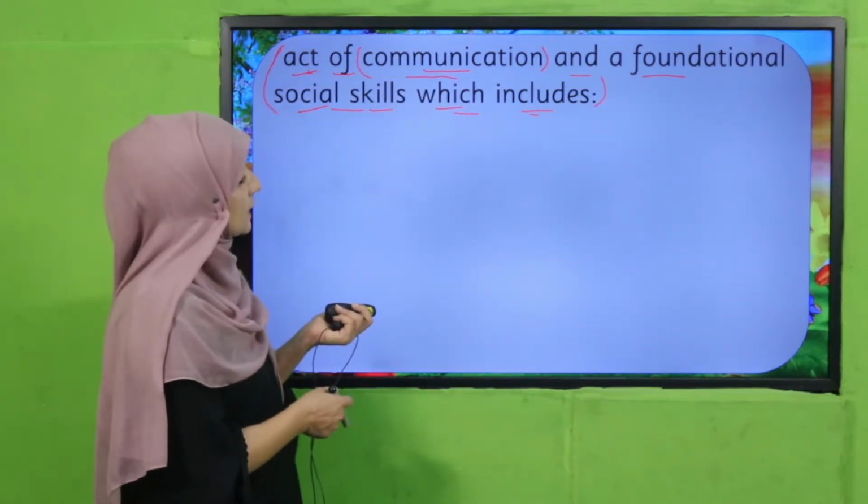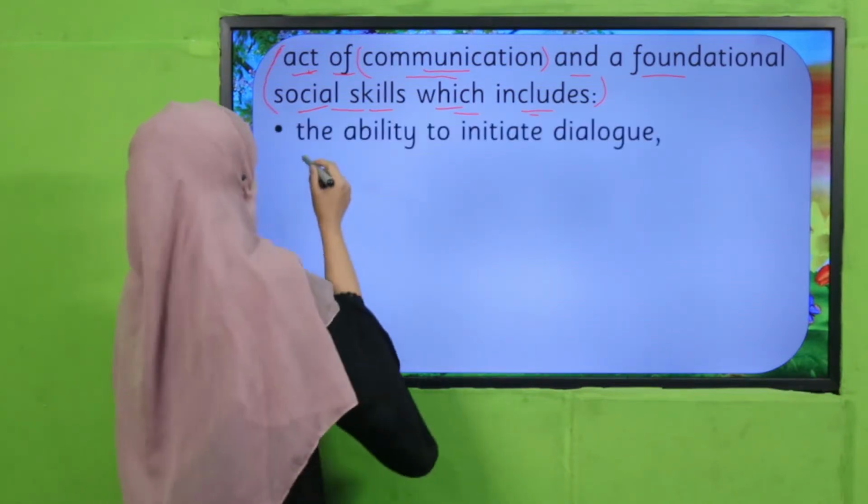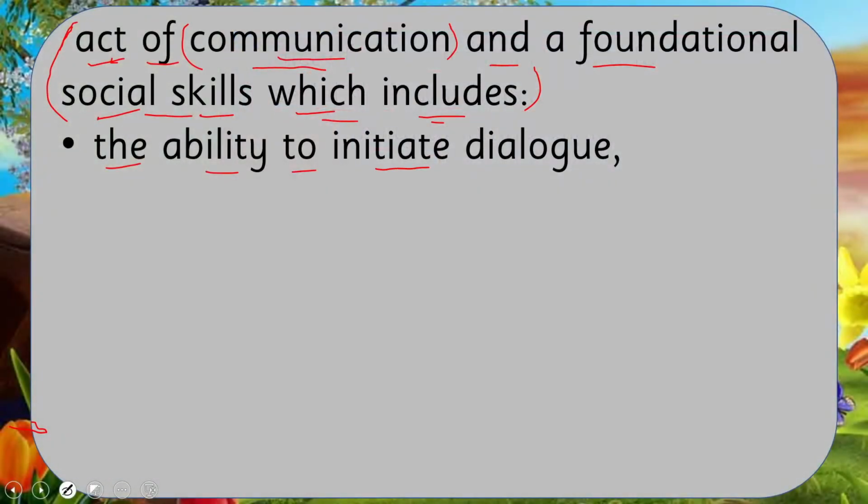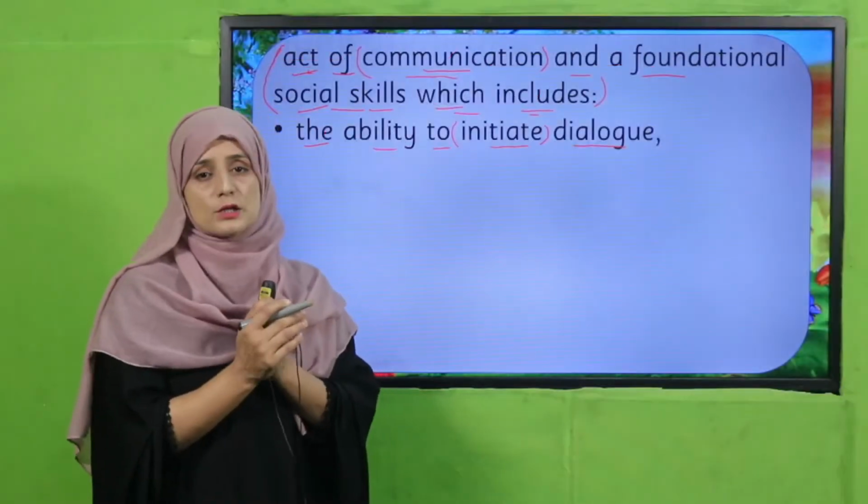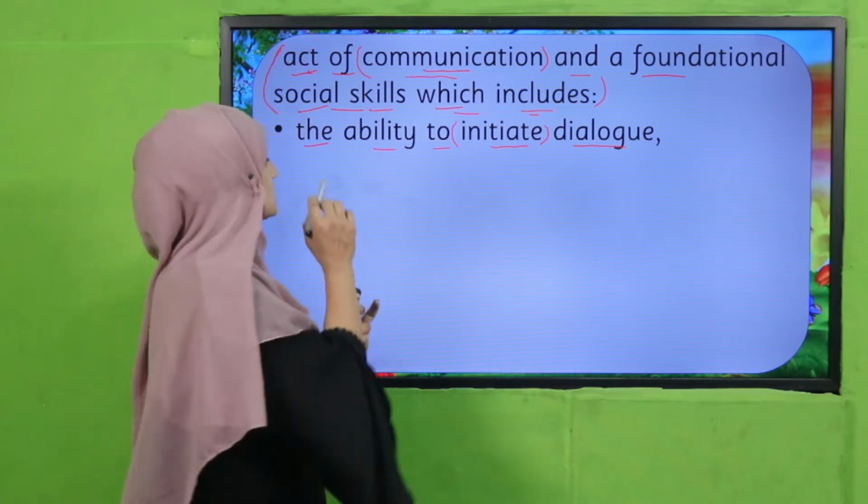When we are talking to each other, this is called oral interaction. And what are its dynamics? See there, the ability to initiate a dialogue. So what is a dialogue? When two persons are talking with each other, this is called a dialogue. Initiate means how we can start a dialogue, how we can start a conversation between two people. So this is the ability.